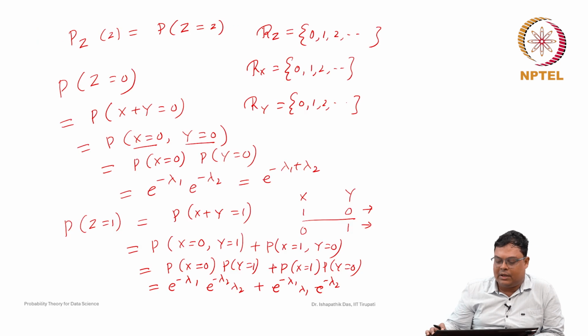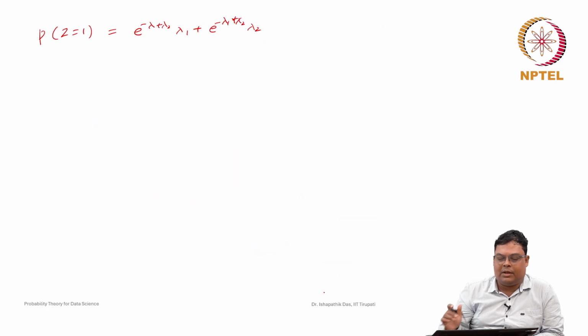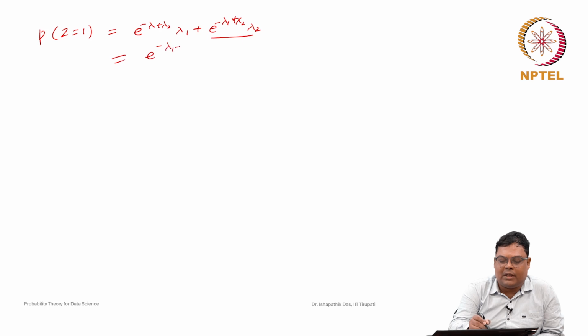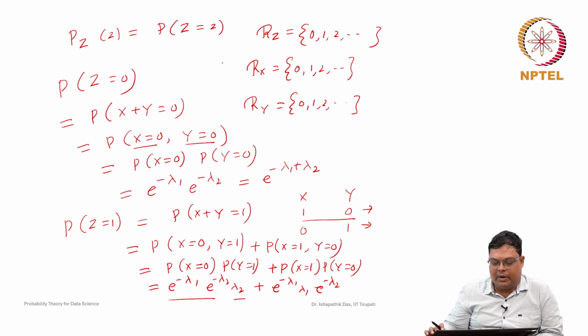So, here you can see that this is e to the power of minus lambda 1 plus lambda 2 lambda 2, this is minus lambda 1 plus lambda 2 lambda 1. So, that I have written here. Then if you take common here, e to the power of minus lambda 1 plus lambda 2 into lambda 1 plus lambda 2, that is probability of z equal to 1. So, by computing this, we got some kind of pattern that how this probability we can compute.